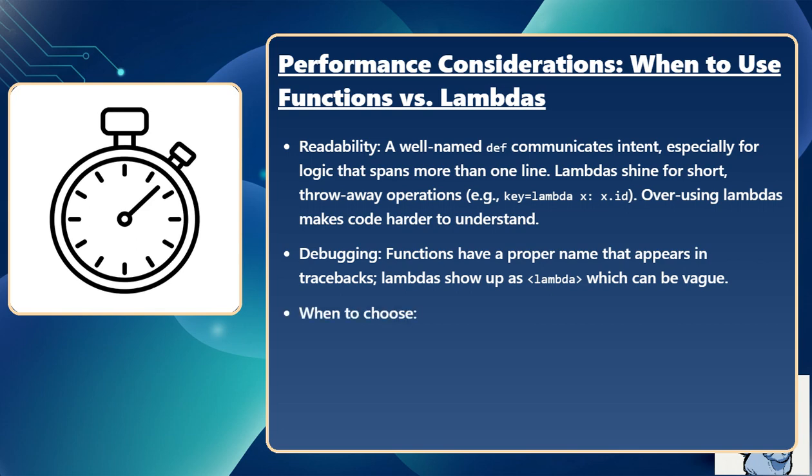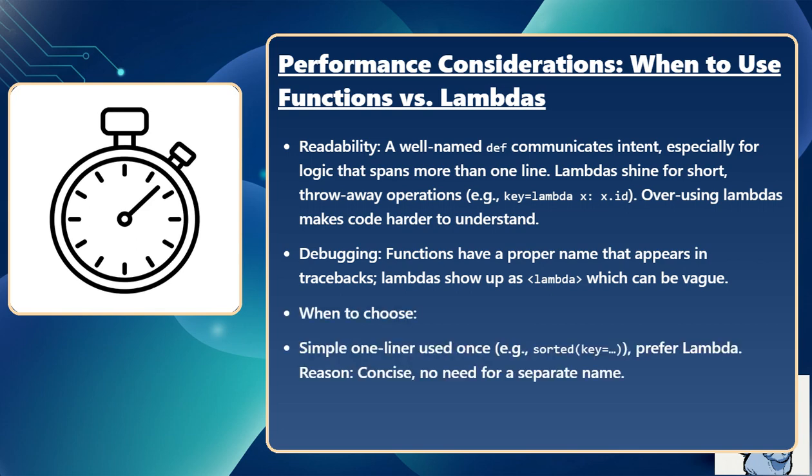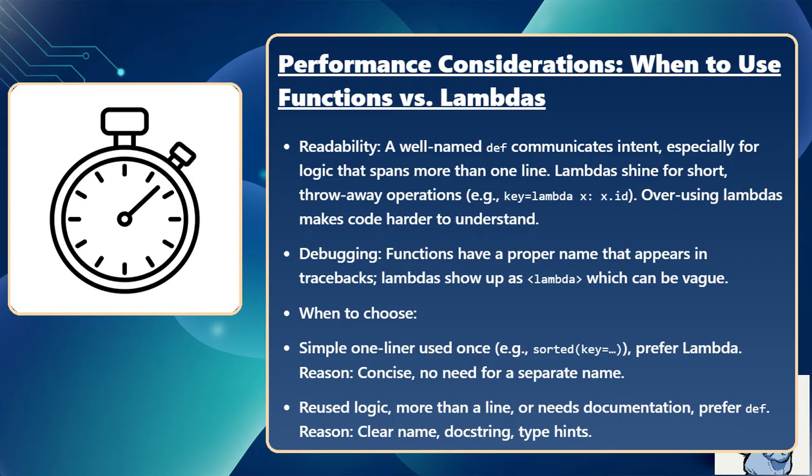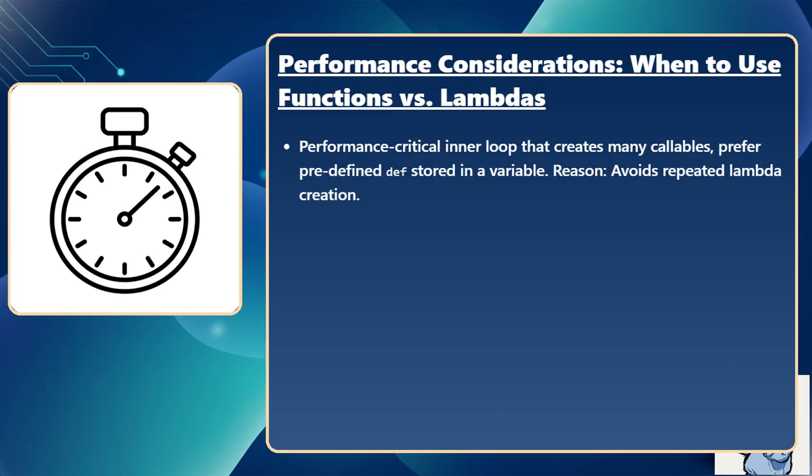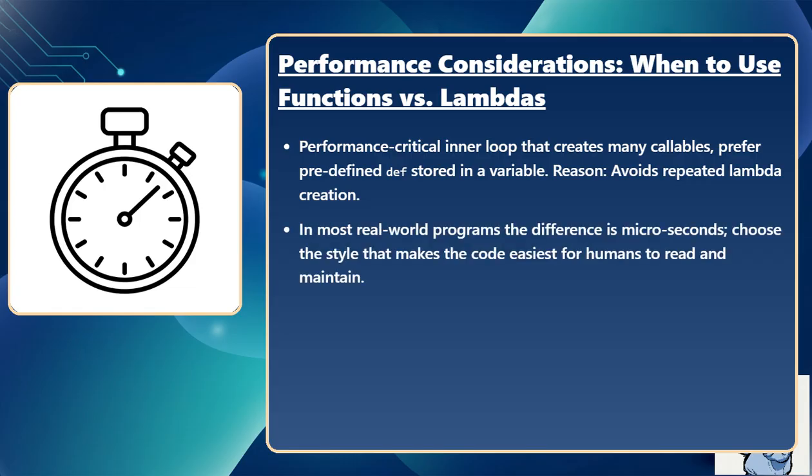When to choose. Simple one-liner used once, for example sorted(key=...): prefer lambda because it is concise, with no need for a separate name. Reused logic, more than a line, or needs documentation: prefer def because it gives a clear name, docstring, and type hints. Performance-critical inner loop that creates many callables: prefer a predefined def stored in a variable to avoid repeated lambda creation. In most real-world programs, the difference is microseconds. Choose the style that makes the code easiest for humans to read and maintain.